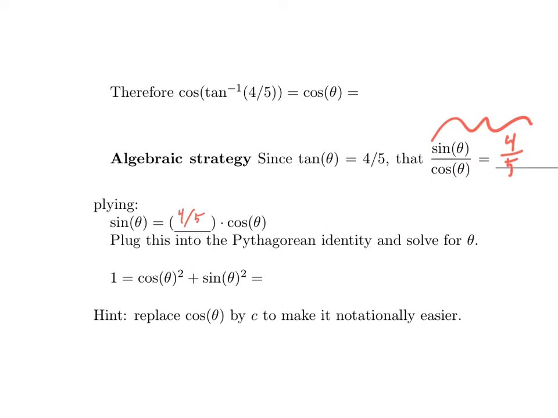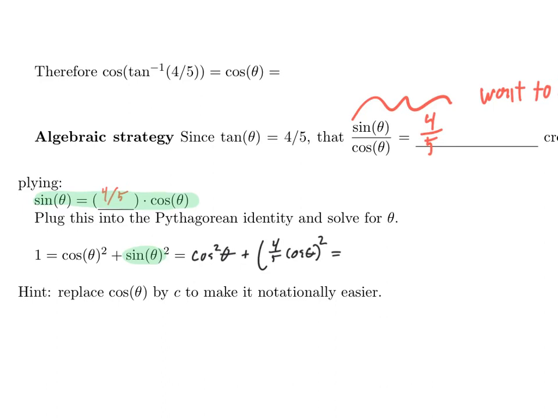All right, so the other thing that I know is the Pythagorean identity. The Pythagorean identity tells me 1 is equal to the cosine squared plus the sine squared of theta. And I know what the sine of theta is: 4/5 times the cosine of theta. So let's make that substitution. This will give me 1 is equal to, I'll leave the cosine alone, cosine squared of theta plus 4/5 cosine theta, squared. Nice. So all I've done is I replaced that sine of theta with 4/5 cosine of theta, because I know they're the same.